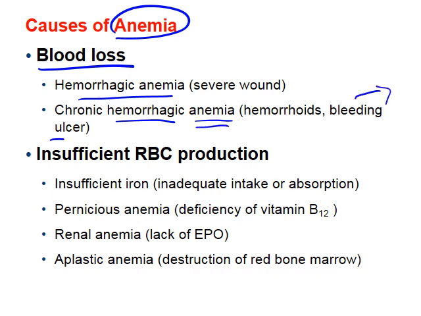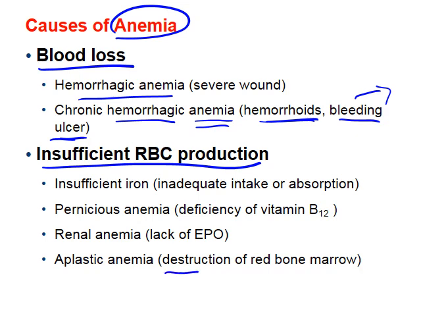So something bleeding inside of the body, like a bleeding ulcer, hemorrhoids, which are inflammation and bleeding within the hemorrhoidal veins close to the anus. Insufficient red blood cell production. So what could cause you to not make enough red blood cells?